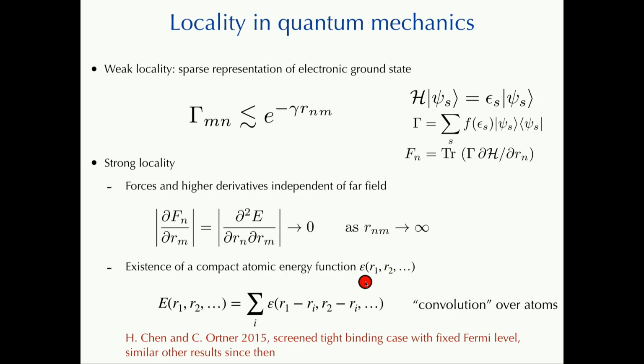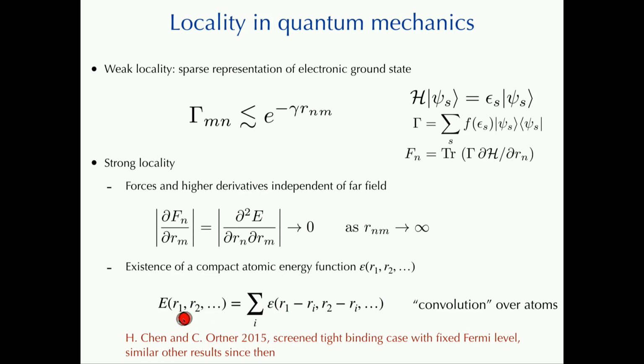So some epsilon energy function that's a function of just the neighboring atoms, that's the compact part, and so the total energy can be written as a sum over atomic energies. And it's sort of like a convolution over atoms. You will have heard of convolutional neural networks for machine learning, but this is the same idea, because we know that there is translational symmetry in materials. So by doing convolution over atoms, we already achieve that.